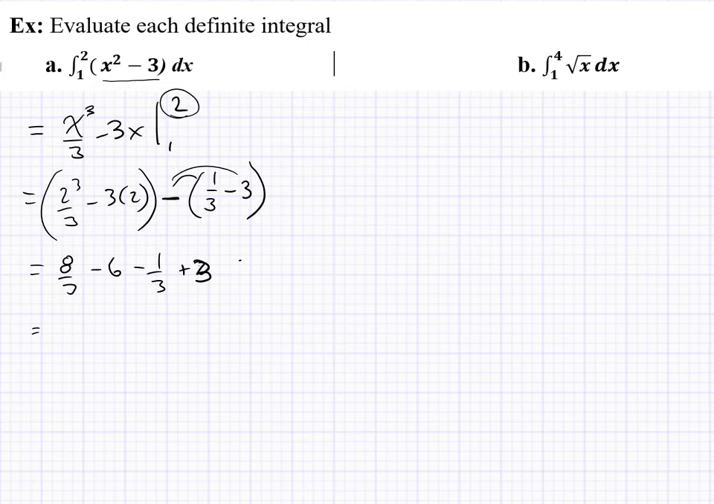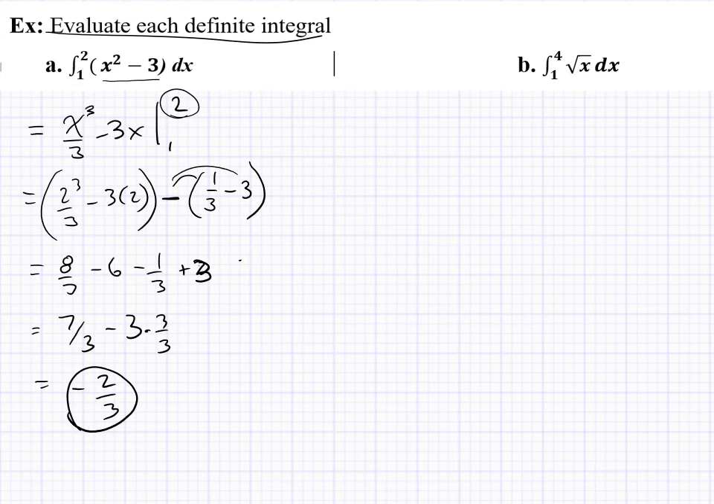So 8/3 minus 1/3 gives me 7/3. Negative 6 plus 3 gives me negative 3. Multiply this by 3 over 3. So I'm going to get negative 2/3. And notice that that answer is negative. Okay, that's okay. This question didn't say use the integral to find the area. It just said evaluate the definite integral.